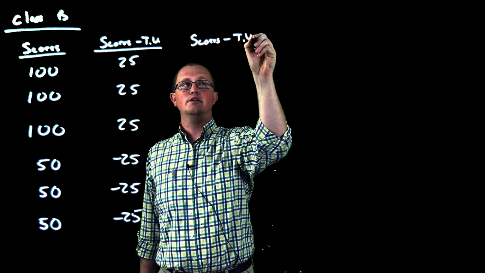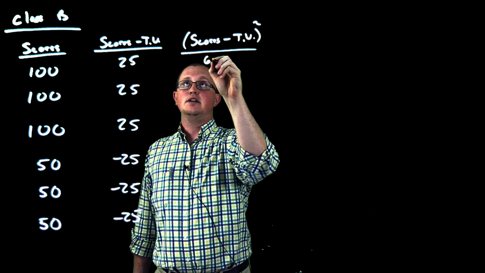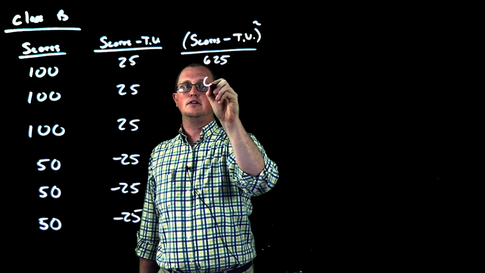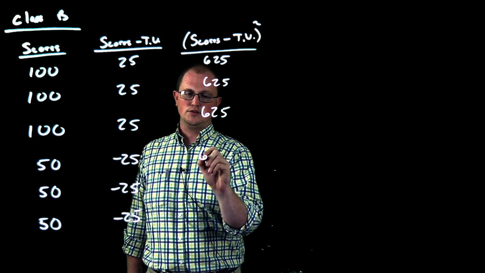Minus the typical value, square all that. Then 25 squared is 625. But negative 25 squared is also 625.